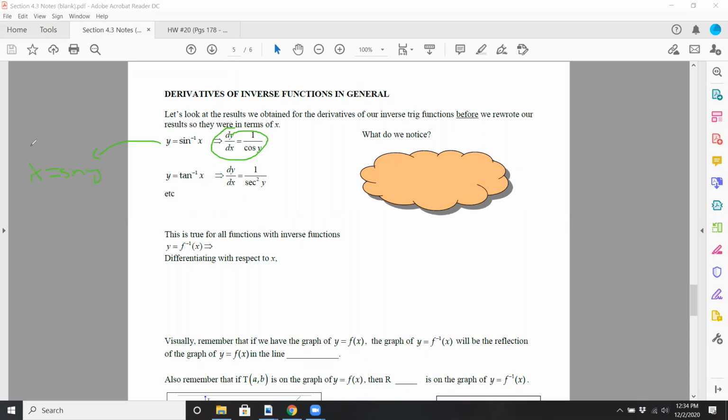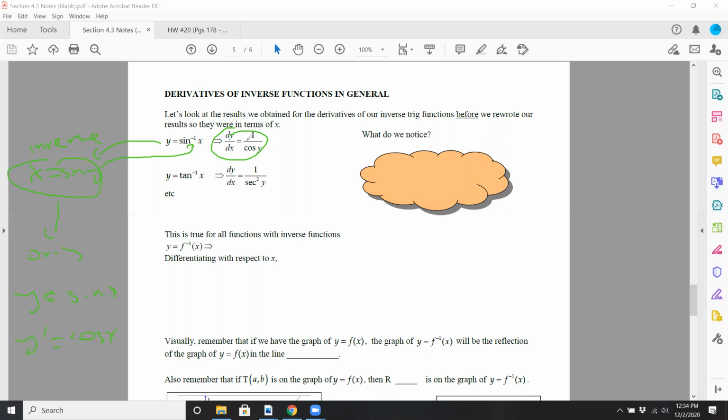Now this is the inverse, right? The original was obviously y equals sine x. If I take that derivative, I get cos x. But the inverse, again, that's when you switch x and y, and then when you isolate y, that derivative is 1 over cosine y.